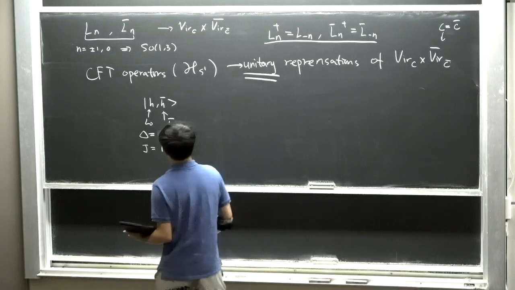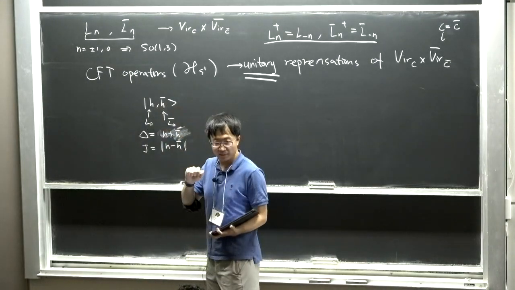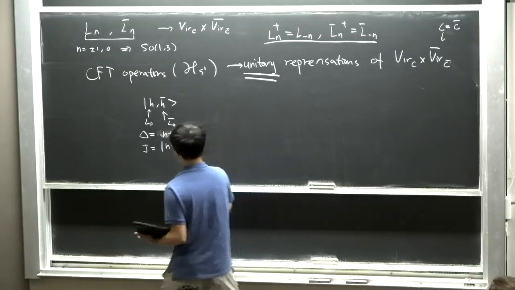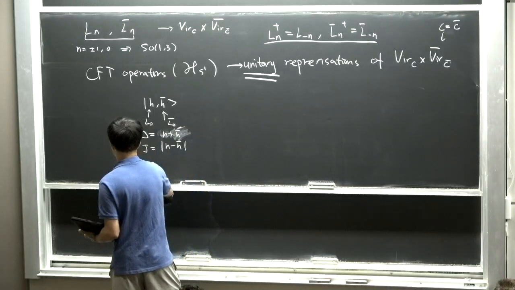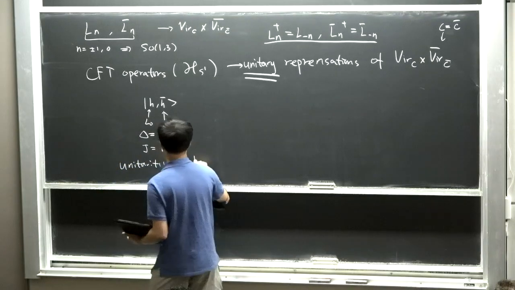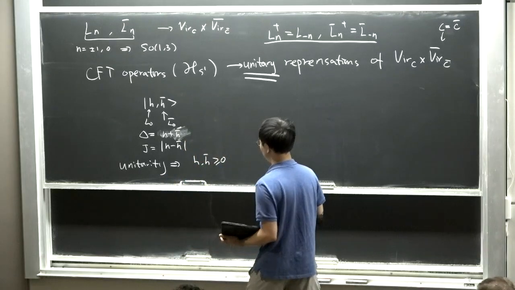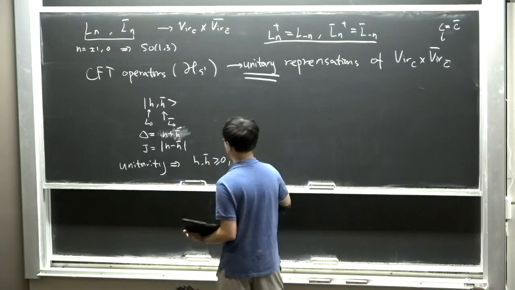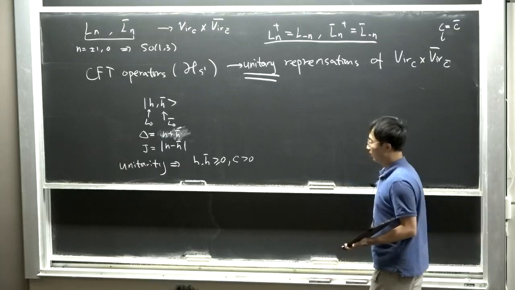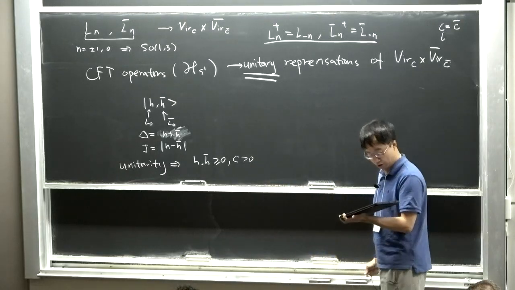Now, the unitarity will constrain what these values of h could be. In particular, unitarity will tell you that h and h bar have to be non-negative, and also c is non-negative. And the interesting case is c bigger than 0, otherwise the theory will be topological.